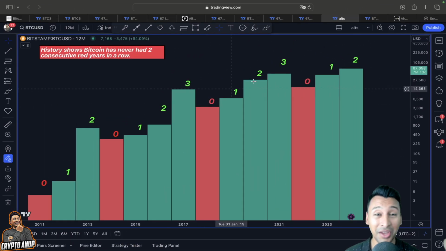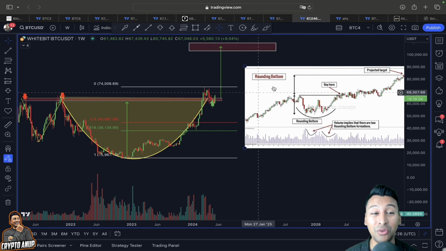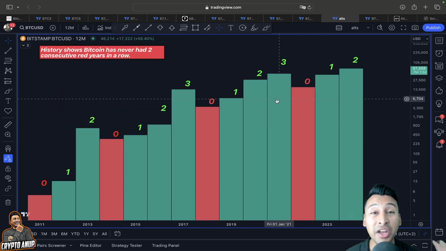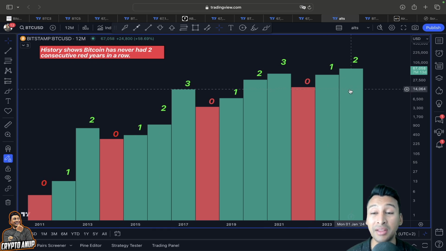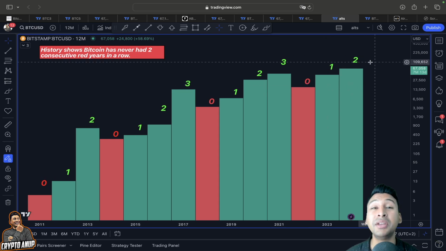And we know it's not just this bigger time frame, I mean the weekly time frame. Even if you look at these yearly columns, Bitcoin has never had two consecutive red years in a row. And if you look at our case, the 2024 yearly column, you can see it is expected to be bullish. So if history rhymes, even the upcoming year for Bitcoin is expected to be bullish.